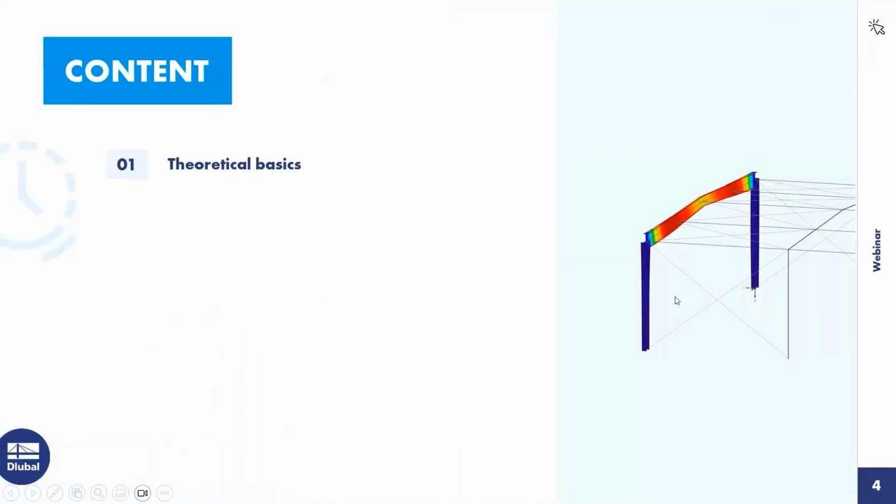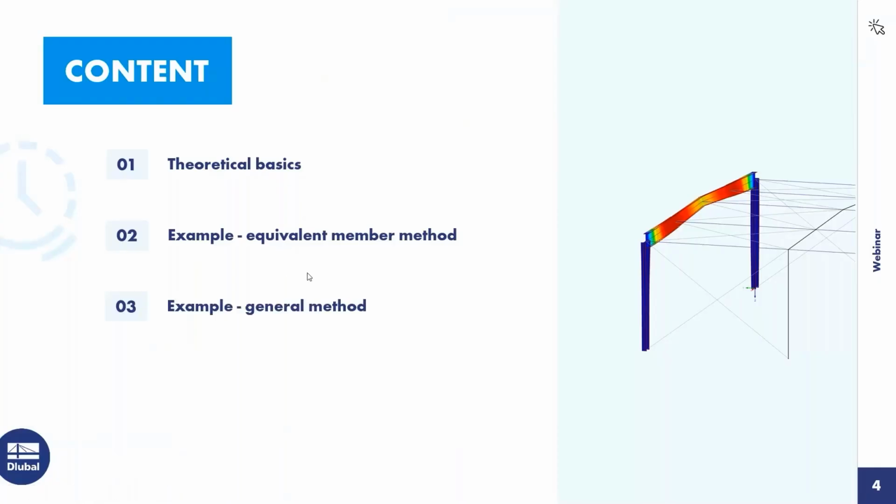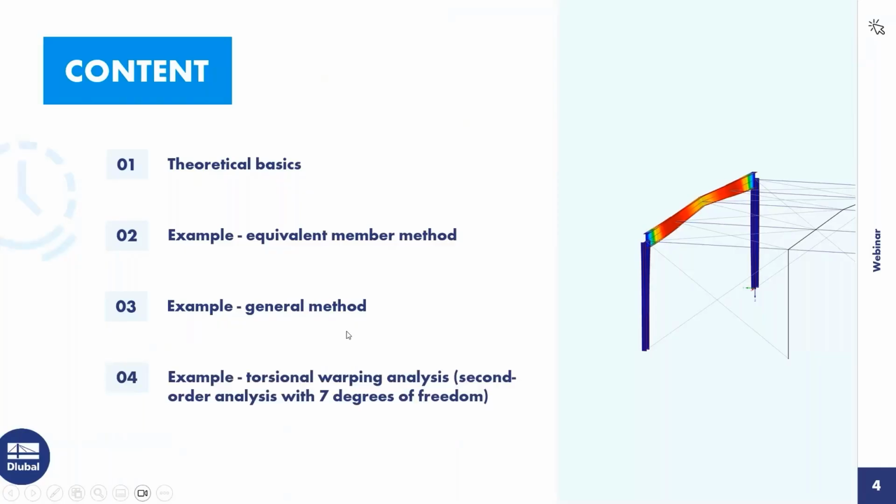To the agenda today, the first point is theoretical basics. It's only a small chapter in this webinar. It should be more of a practical webinar. I've got only 3 slides. Then I start with the first example. I use the equivalent member method, then the general method, and in the third example, the torsional warping analysis, the second order analysis with 7 degrees of freedom.